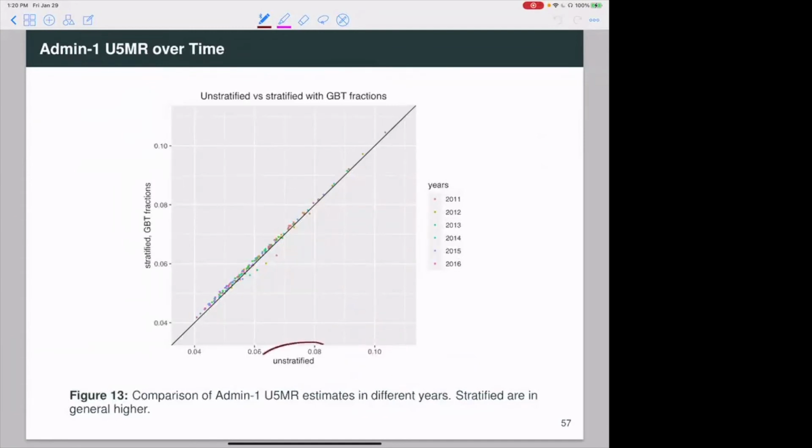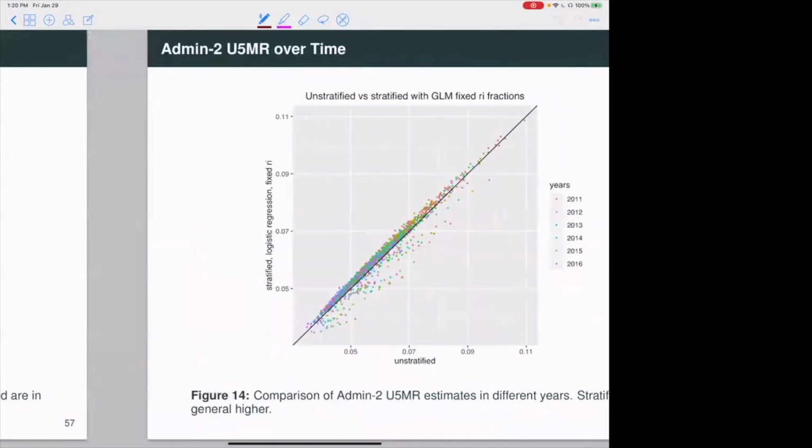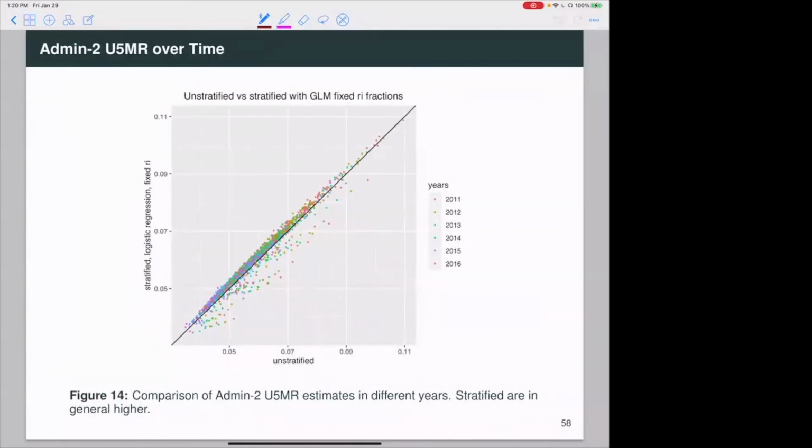They're above the line. What I've plotted here is the unstratified versus the stratified estimates, and we see a slight increase to account for the oversampling, but it's not a great deal. That was at admin 1. This is at admin 2.